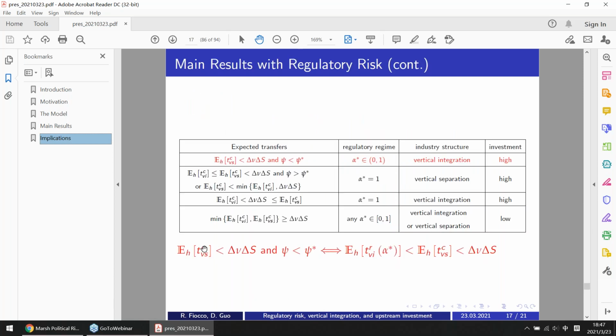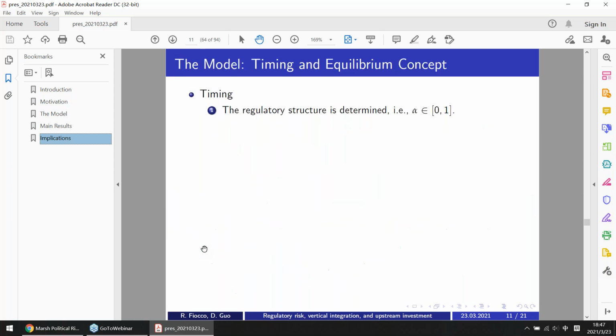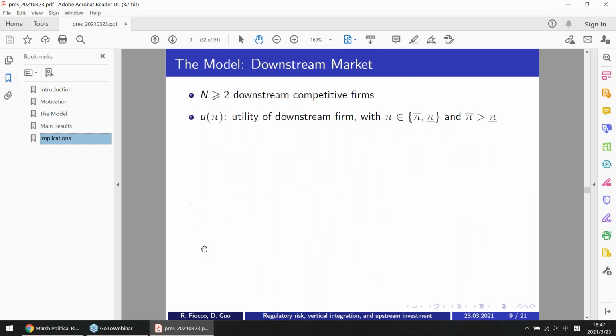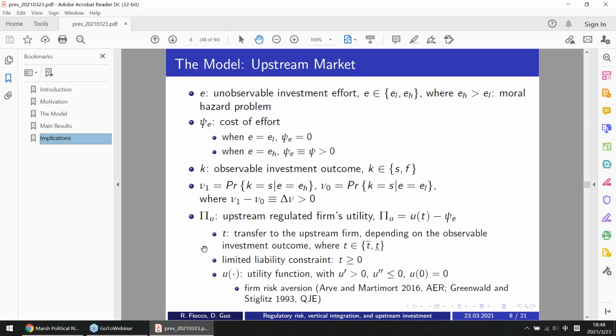Let me think. In the main parts of the model, we consider that T is the transfer from the regulator to the upstream firm. So we can interpret this T as a social cost of public funds due to distortionary taxation, these kinds of things.